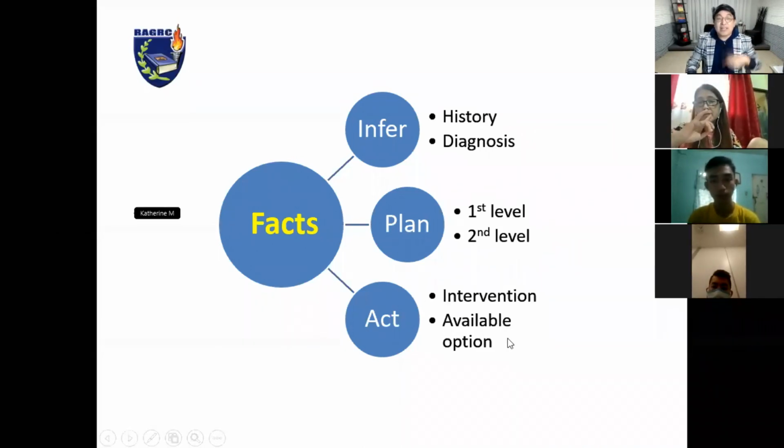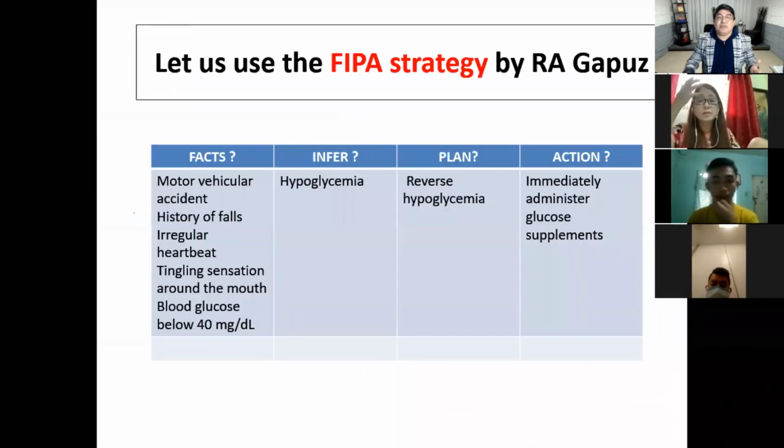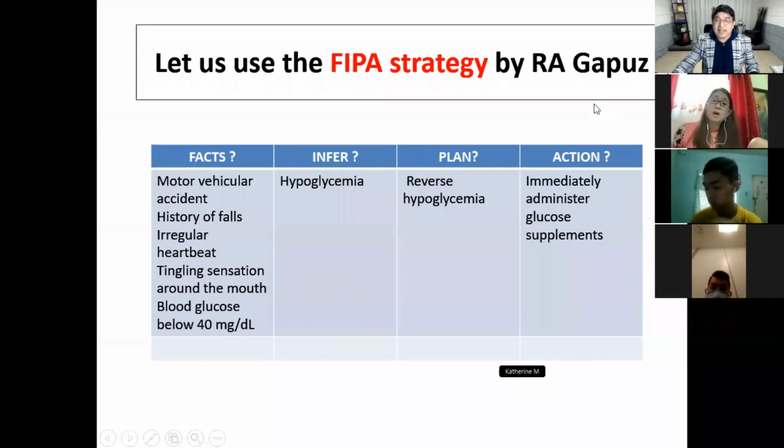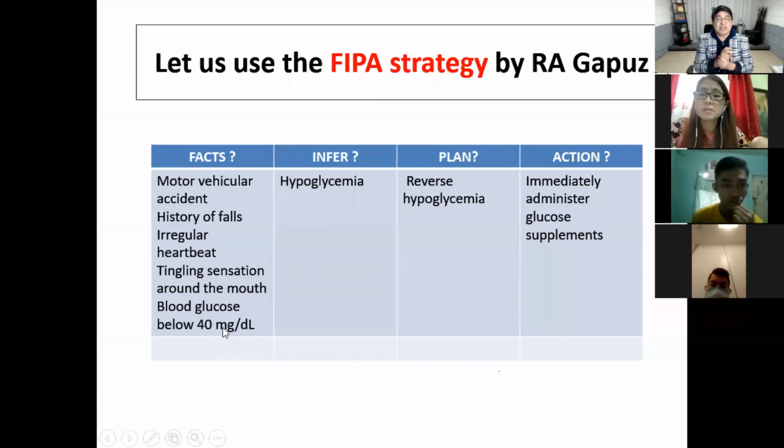Okay, so let's apply this to that question. So let us use the FIPA strategy. Okay, so what are the facts? There's a motor vehicle accident. You have history of falls, irregular heartbeat, tingling sensation around the mouth, and blood glucose below 40 milligrams per deciliter. So what's your inference? The patient is having hypoglycemia. So what's your plan?